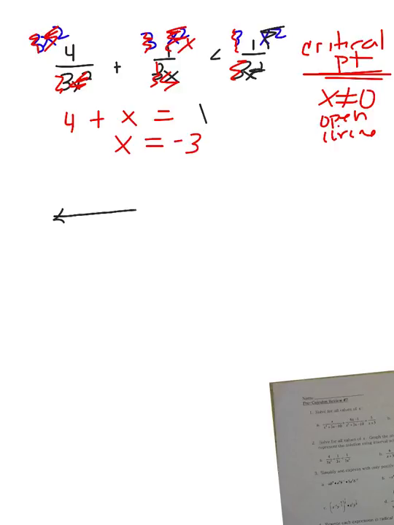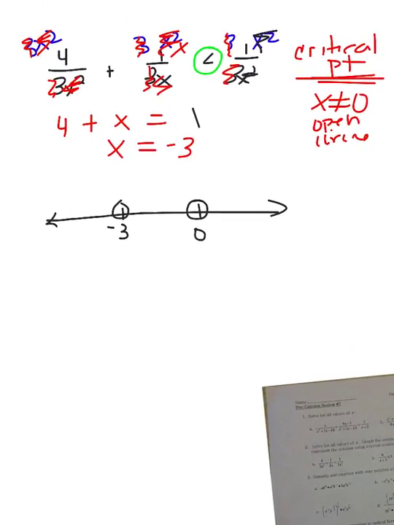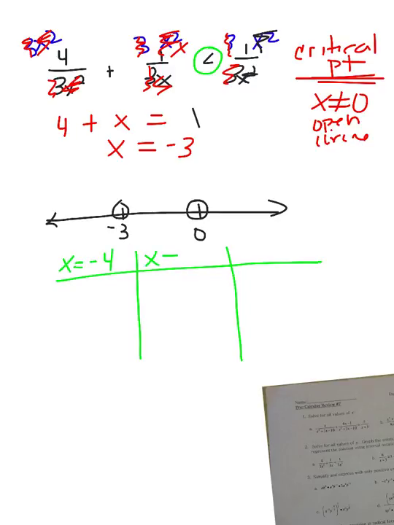Now on your number line, you're going to plot 0 and -3. The critical point is always an open circle. The -3 is based on what we have up here, and there's no equal sign, so that's also going to be an open circle. Now you're going to pick test points in each interval. I'm going to pick a number to the left of -3, I'm going to pick -4. A number in between, so I'm going to pick -1. And then a number to the right of 0, which is going to be 1.